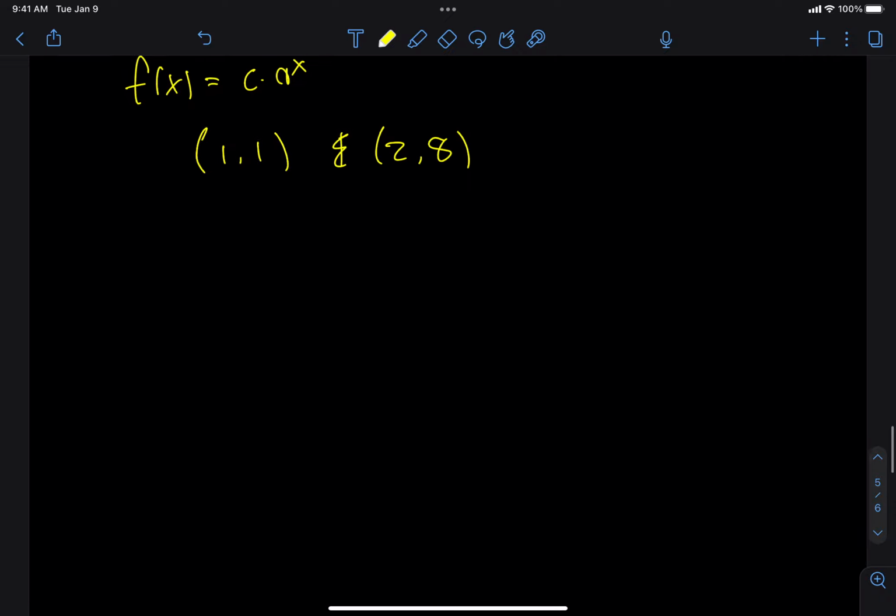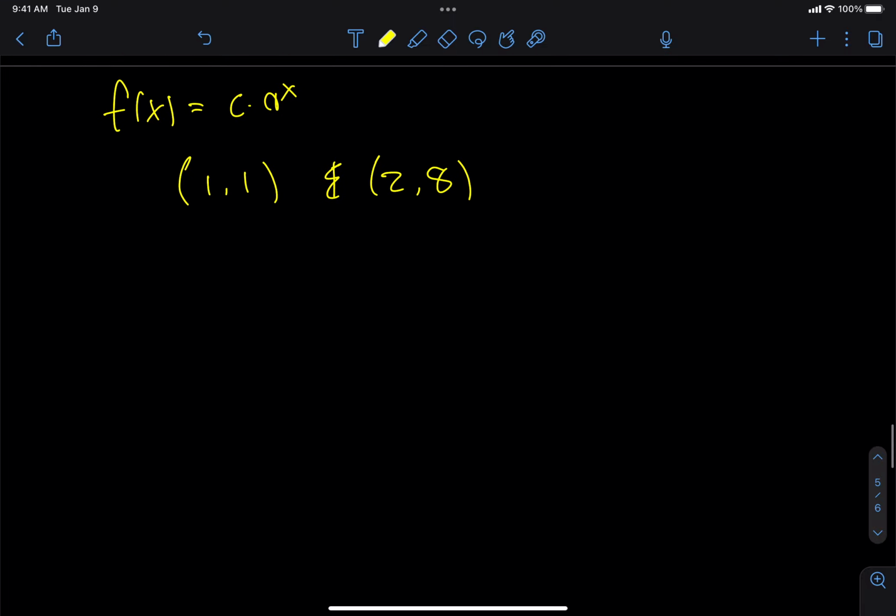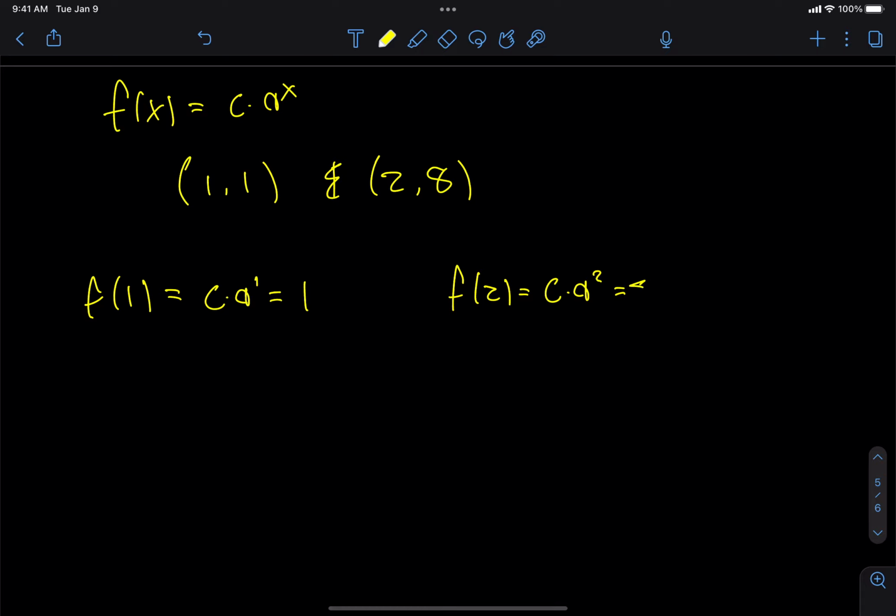So let's use the same exact procedure for this one, okay? I know that if I plug in 1, the answer is 1. So what does that tell me? That tells me f of 1 is c times a to the 1 is 1. And also, f of 2 is what? c times a squared. And that is equal to 8.